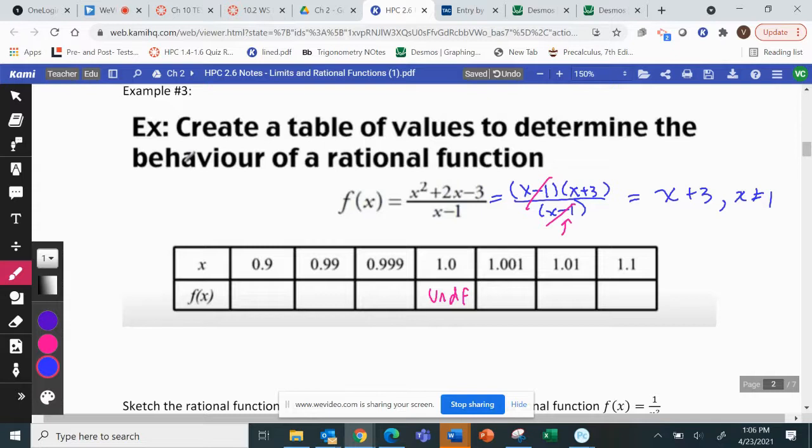We're going to find the limit as x approaches 1, and we're going to do it from the left. And then over here, we'll do the limit as x approaches 1 from the right.